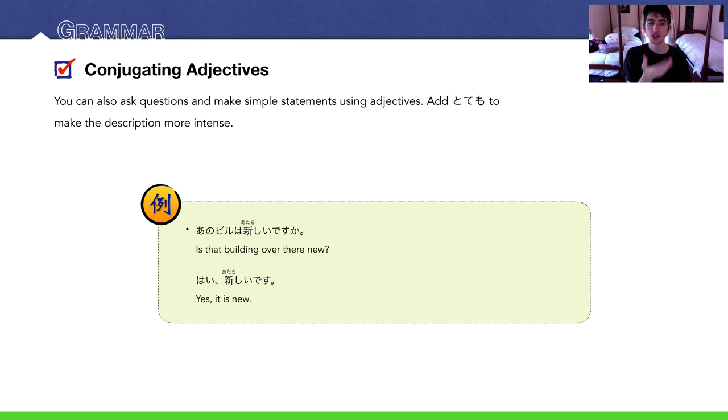Here's a regular sentence, just stating a way that you can use adjectives. あのビルは新しいですか? はい、新しいです。 Is that building over there new? Yes, it is new. This is again the wa, da, wa, des structure, right?